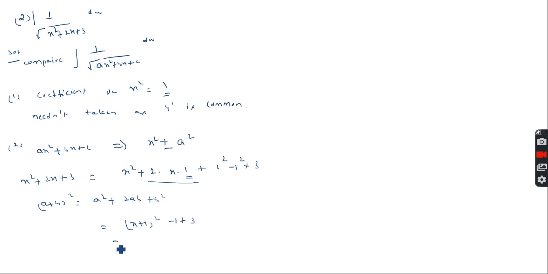We know that minus 1 plus 3 is equal to 2. So finally, x square plus 2x plus 3 can be written as x plus 1 whole square, and 2 can be written in the form of a square, that is root 2 whole square. Finally it is in the form of x square plus or minus a square.